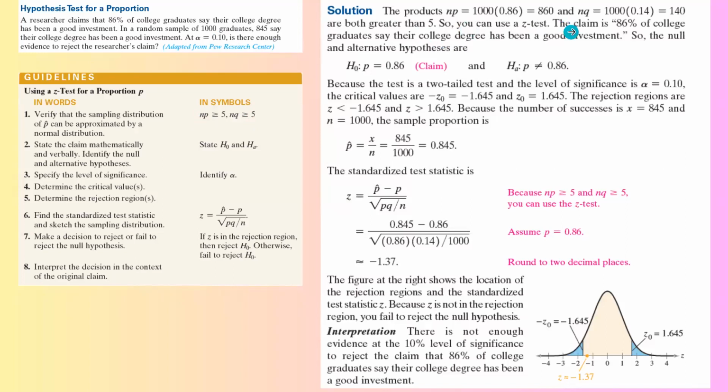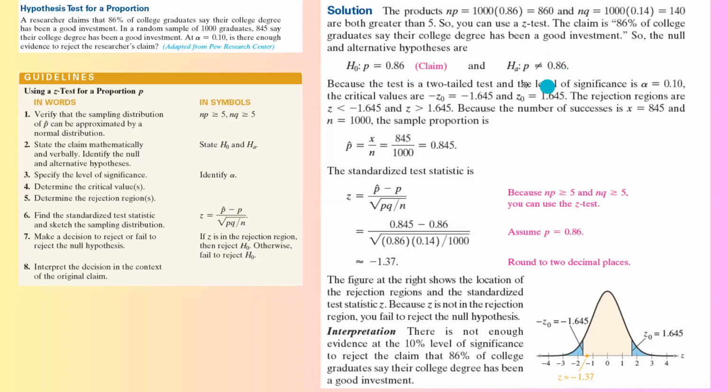Now, what's the null hypothesis, alternative hypothesis? So let us look for the keywords. This researcher claims that the college degree has been a good investment. They say, hey, their degree is a good investment. So your null is given. The proportion of population that say it's a good investment is 86%. So your null hypothesis is given to you. Proportion is 86%.